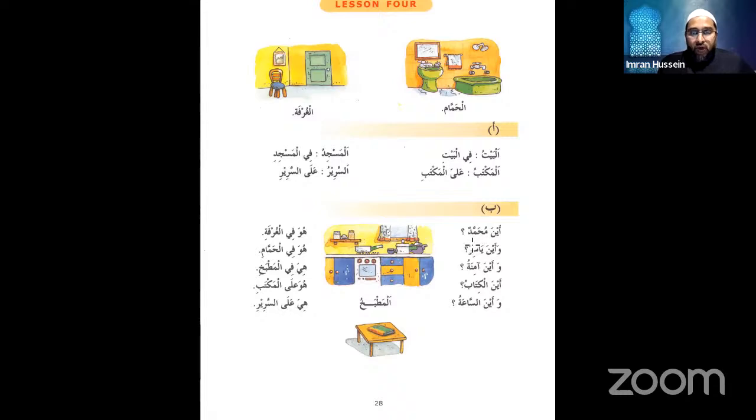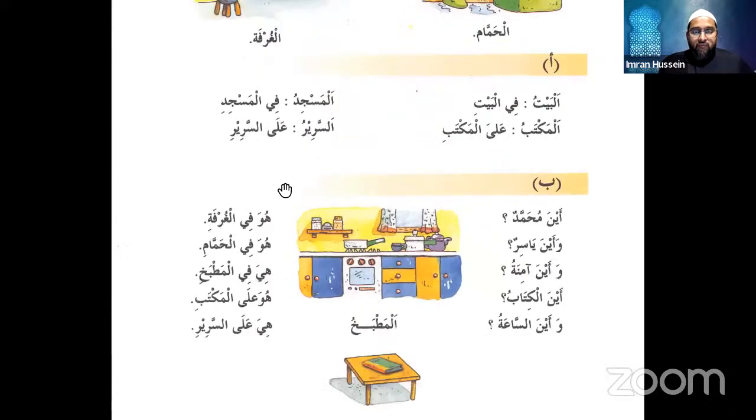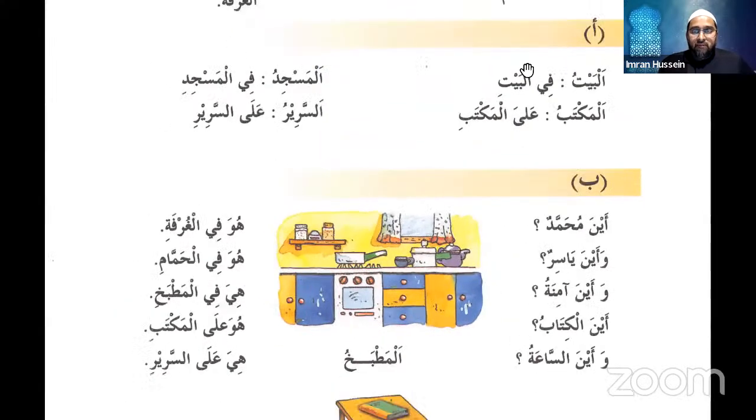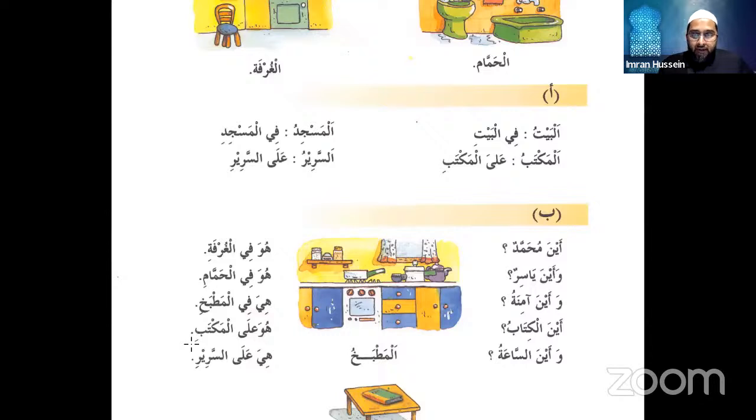So Aina Muhammadun, where is Muhammad? Huwa fil ghurfati, he is in, let me make it bigger. Huwa fil ghurfati, he is in the room. So fil ghurfati, getting a kasra. Wa Aina Yasirun, and where is Yasir? Huwa fil hammami, he is in the bathroom. Wa Aina Aminatu, where is Amina? Hiya fil matbakhi, she is in the kitchen. Aina al-kitabu, where is the book? Huwa ala al-maktabi.